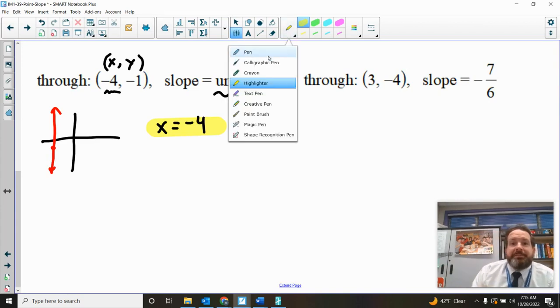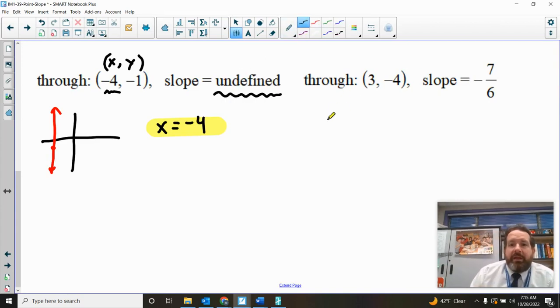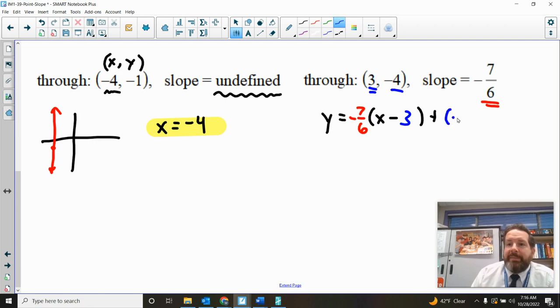This last one is much more typical. I'd like you to do a quick pause, unpause when you're ready to check. Space for the slope, x minus, space for the x-coordinate, plus on the back. Your slope number goes in front of the parentheses. Your x-coordinate in with the letter x, your y-coordinate on the back. Simplify if needed.